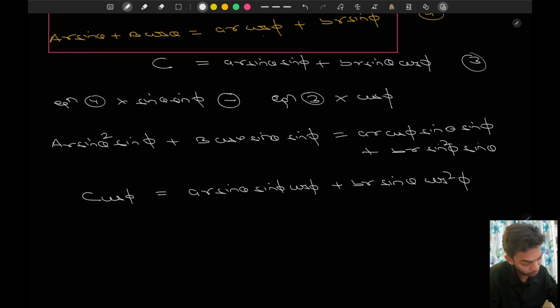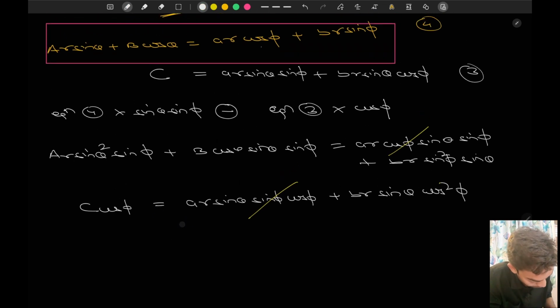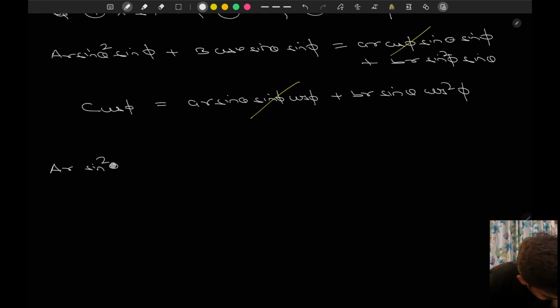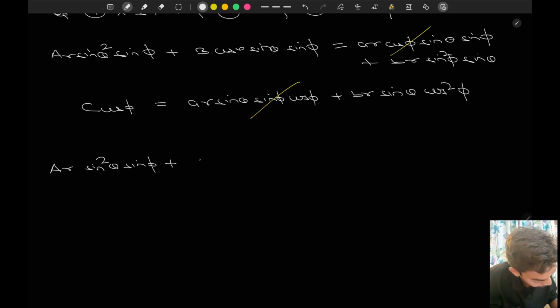So when I subtract those two equations, this term and this term would cancel out, and I would have AR, not R square, AR sin square theta sin phi plus B cos theta sin phi.